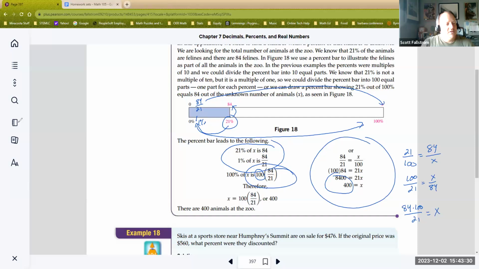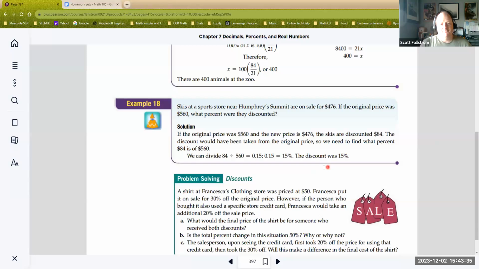Okay. Let's see here. So we can continue doing this for many, many, many questions. They say they're on sale for this much. The original price was this much. What percent were they discounted?